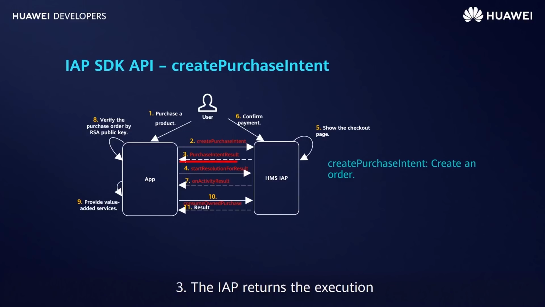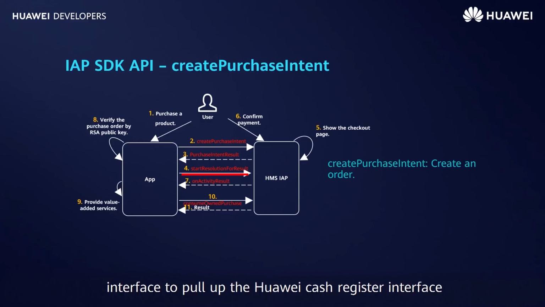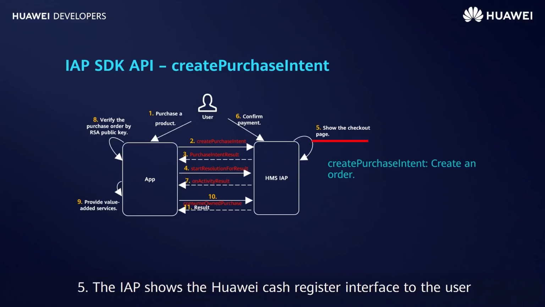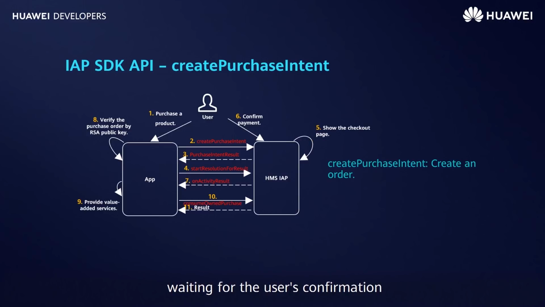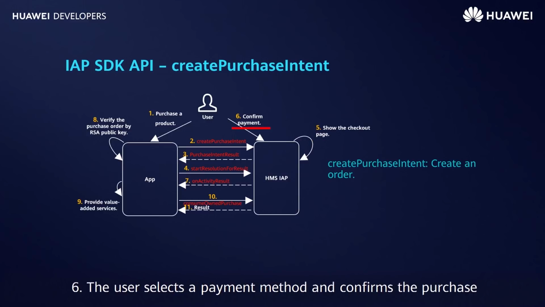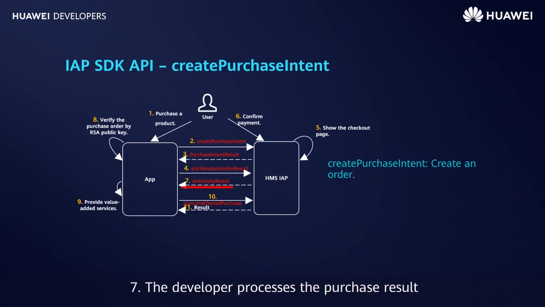3. The IAP server returns the execution result in the type of purchase intent result. 4. The developer calls the startResolutionForResult interface to pull up the Huawei cashier interface. 5. The IAP server shows the Huawei cashier interface to the user, waiting for the user's confirmation. 6. The user selects a payment method and confirms the purchase. 7. The developer processes the purchase result in onActivityResult. 8. The developer verifies the data signature in the purchase details.